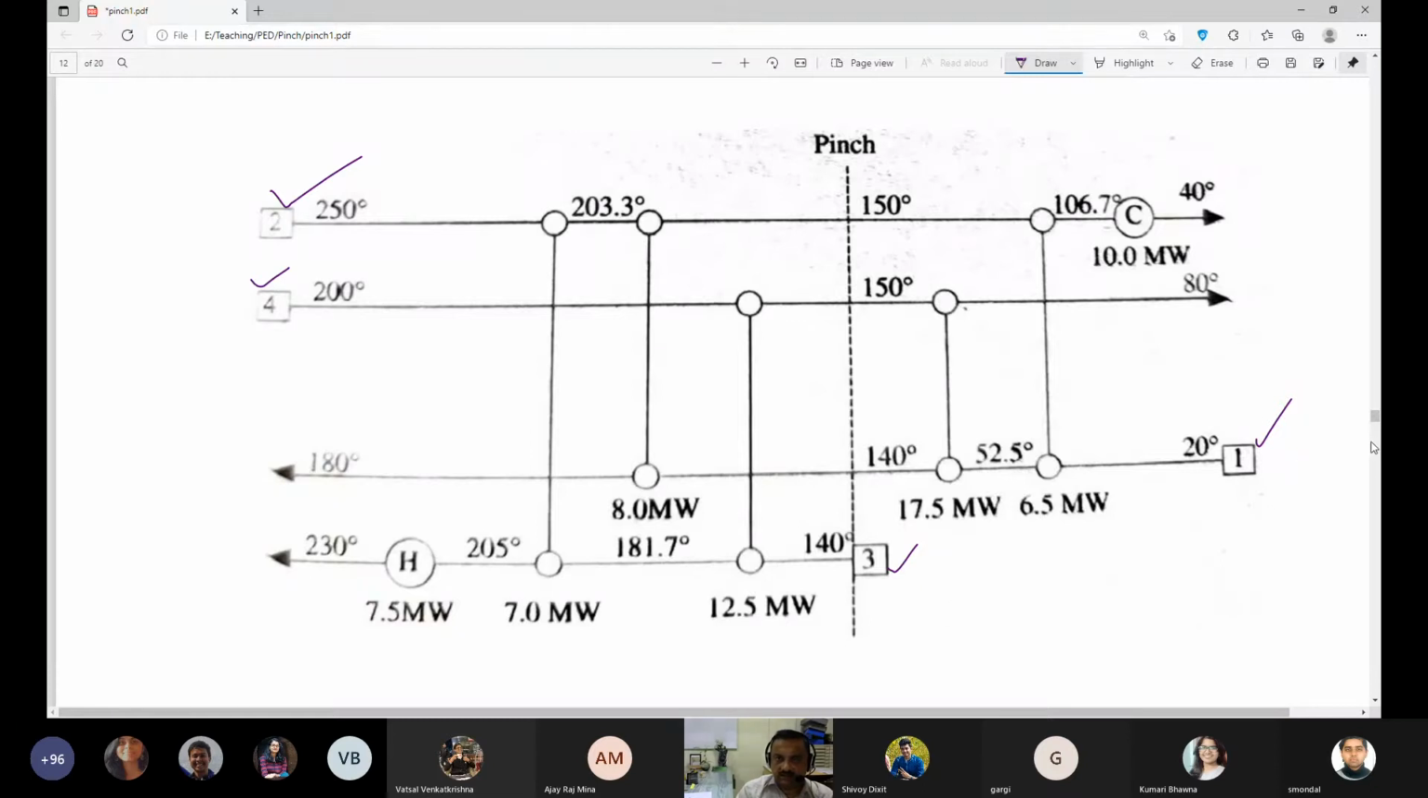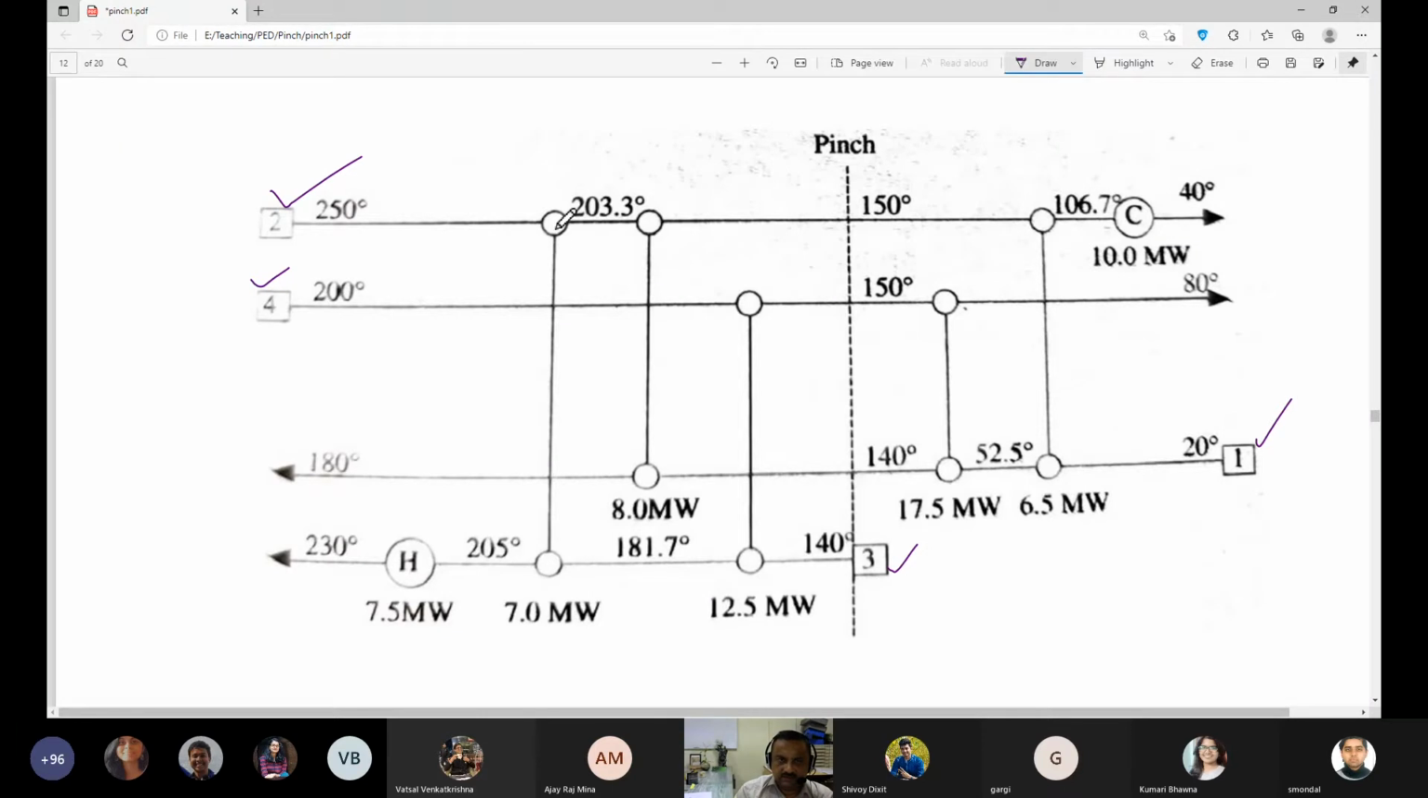And 1 and 3 are heated. Out of that, stream 1 starts all the way from 20 degrees centigrade and is to be heated to 180. Stream 3 starts from 140 degrees and goes all the way to 230 degrees. And exchanges are made. I mean, in the schematic drawing that I have shown above, those exchanges are made between these lines.